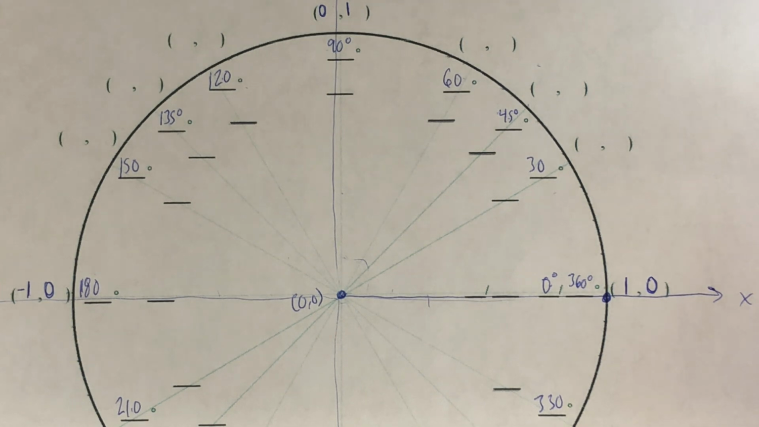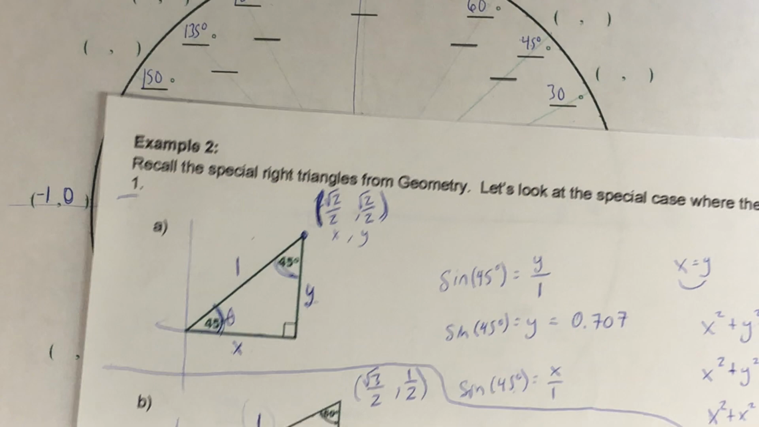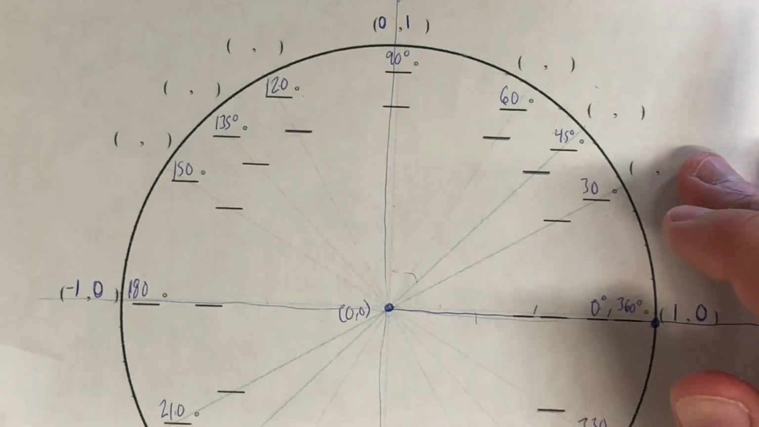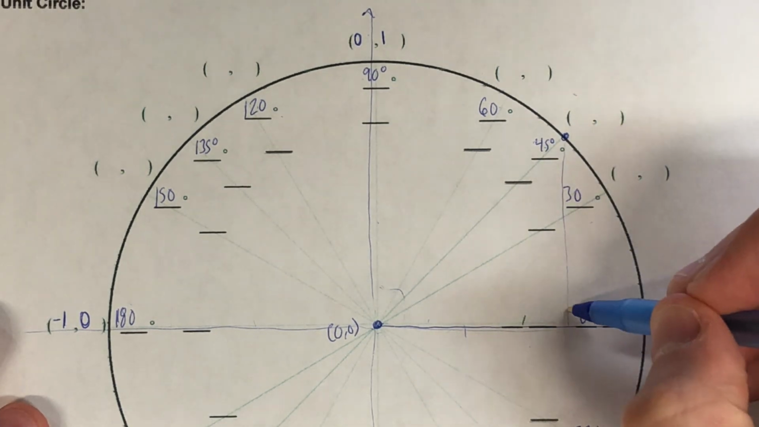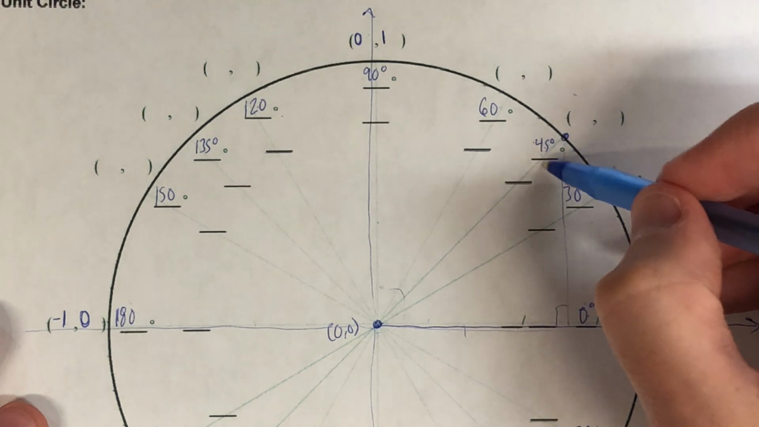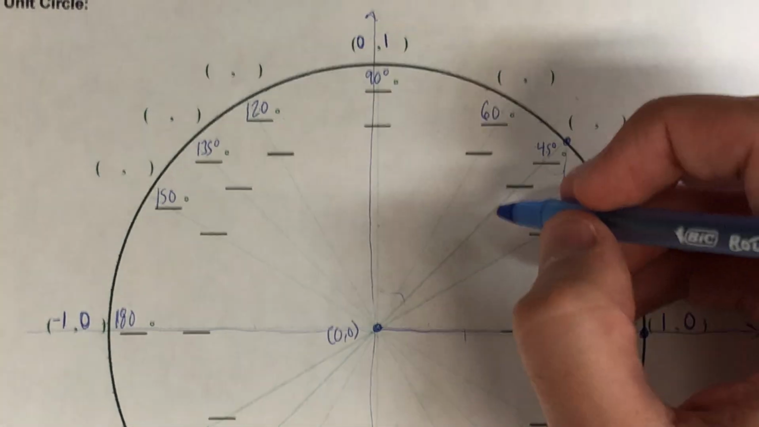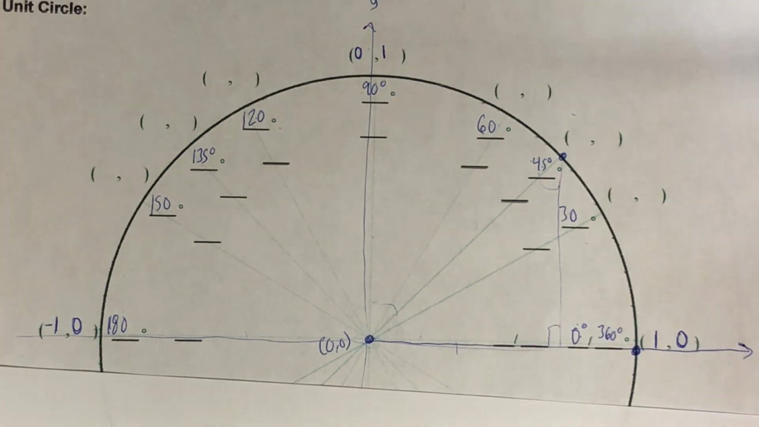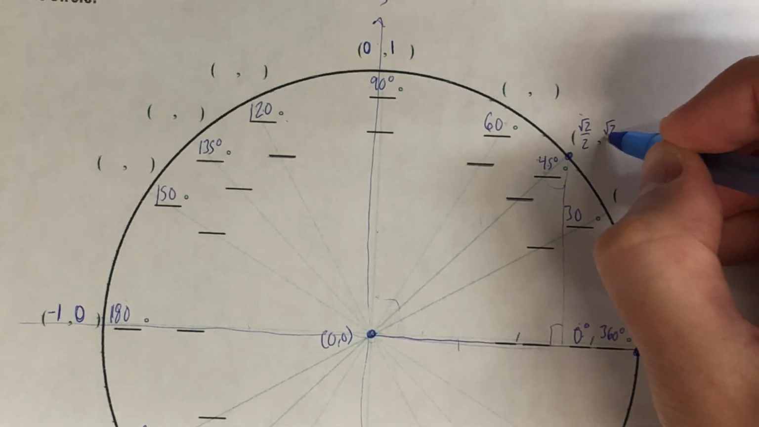We can determine these other points by thinking about these special triangles. So, for example, we have a 45, 45, 90 triangle, which, if we think about this point here and the triangle it creates, we have a 45, 45, 90. And we've determined previously that when our hypotenuse is 1, which is what we have, it's the unit circle, then xy is root 2 over 2, root 2 over 2.